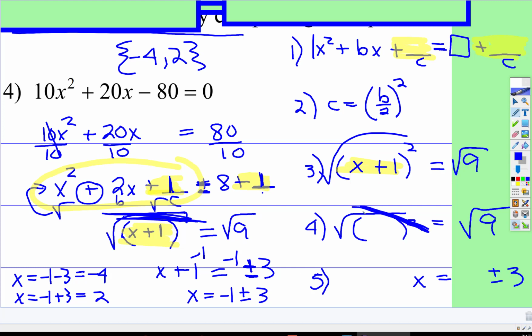and the squared and the square root cancel. And what we had over here was x plus 1, and we just subtracted the 1 on both sides and then just solved. All right, that's it for this one.